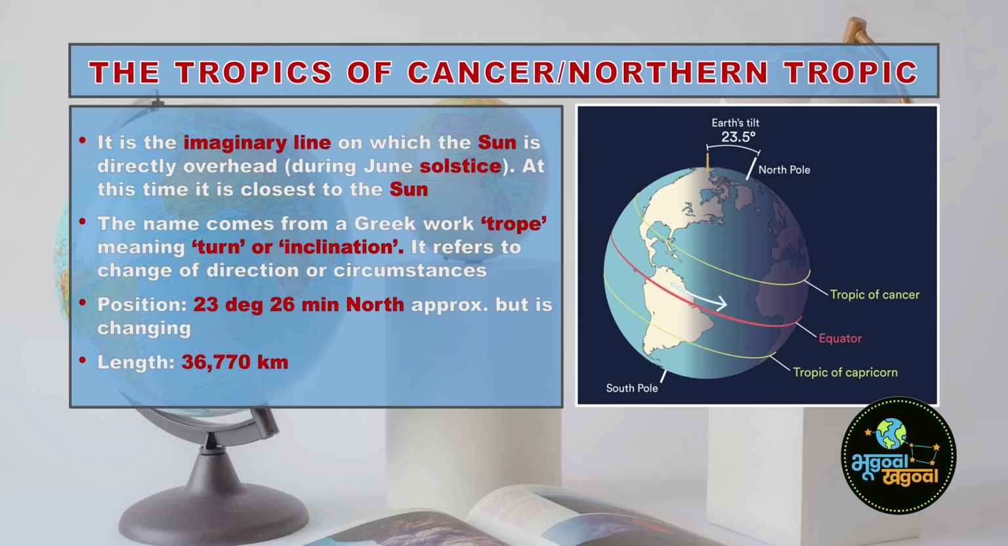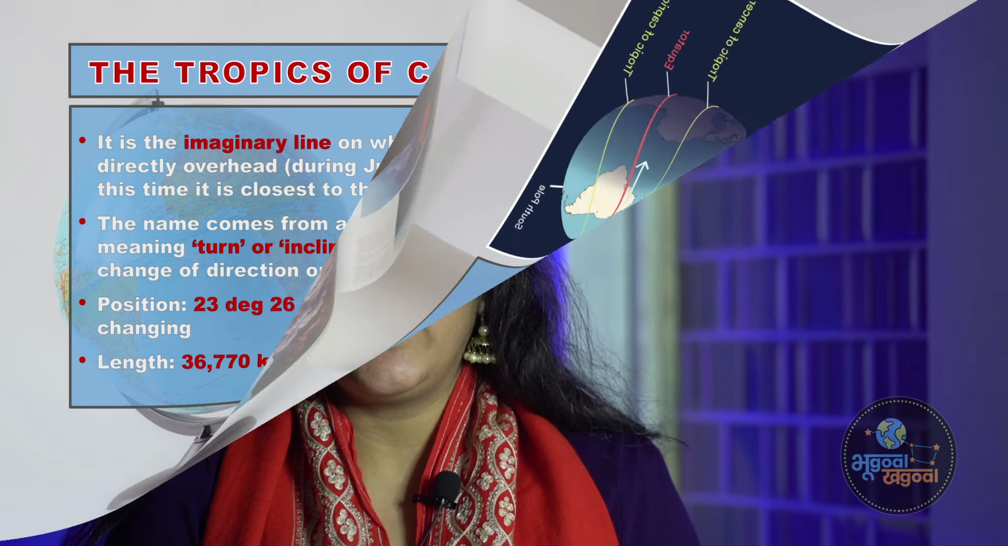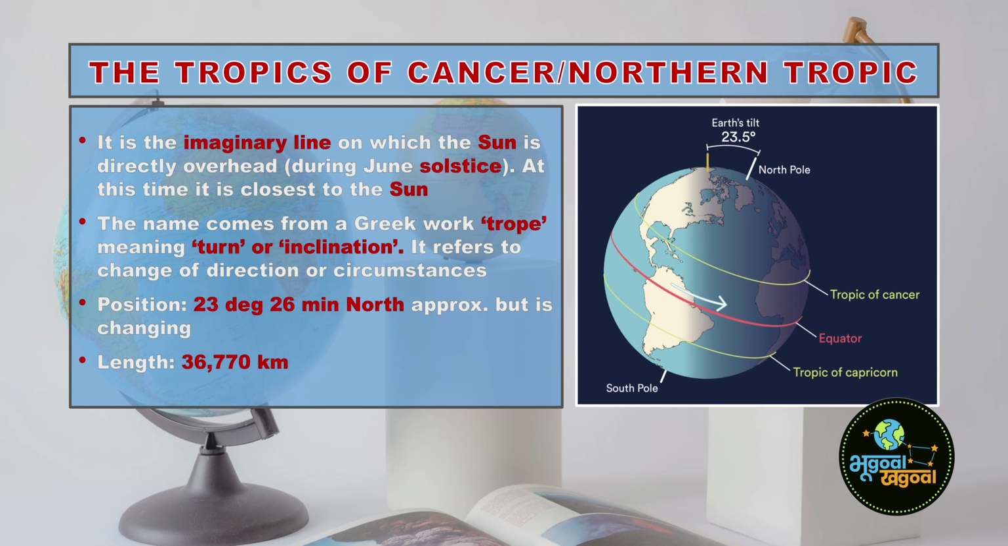Next we come to Tropic of Cancer. It is also called the Northern Tropic. It is the line on which sun can be directly overhead at least once a year. So in the northern hemisphere, sun is perpendicular to Tropic of Cancer during June solstice, which is around 21st of June every year. The name tropic comes from the Greek word trope, meaning turn, that is change of direction or circumstances.